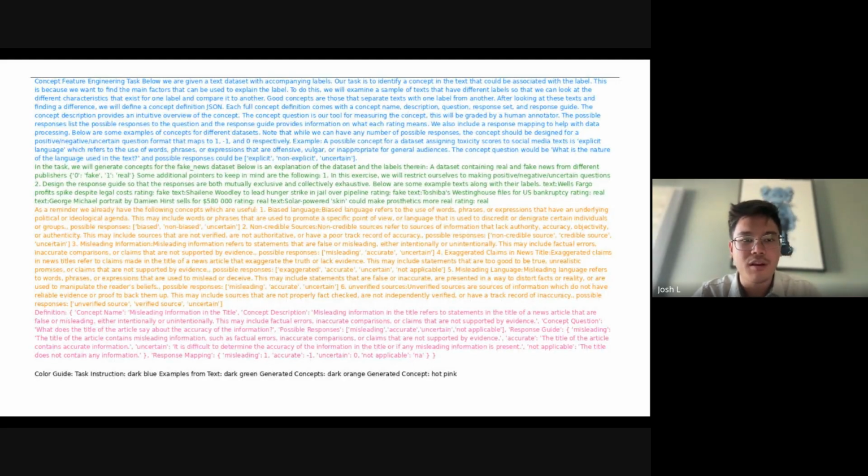So this is what an abridged version of the whole prompt looks like. In the blue part, you have the description for what the task is. In the green part, you have the information on what dataset it's trying to generate concepts for. In the orange part, you have examples of the concepts that the system has previously generated. And in the pink part, you have what the system arrives at, what the system generates in the form of a JSON.